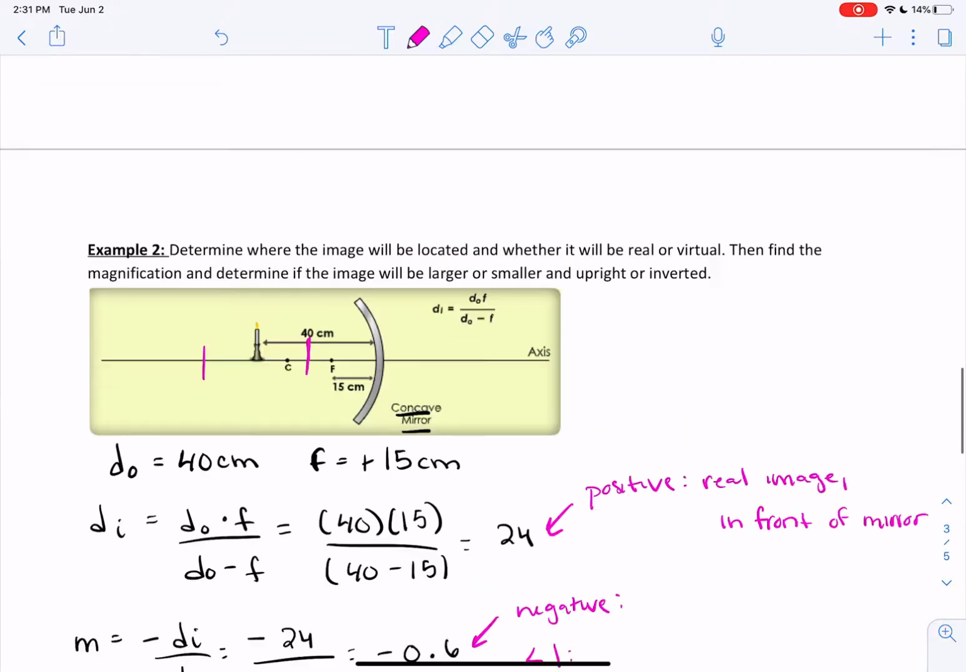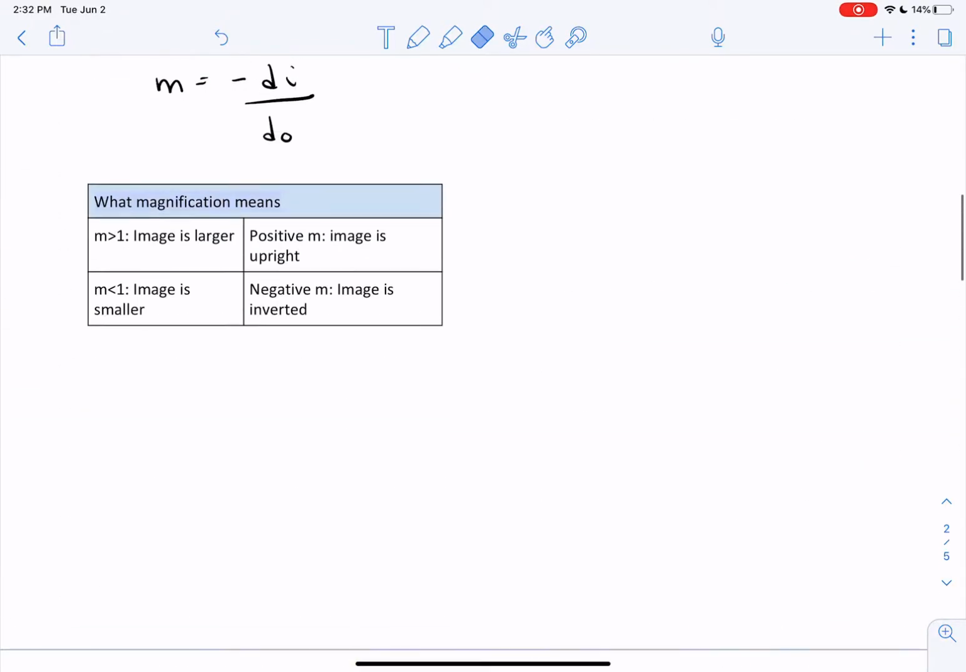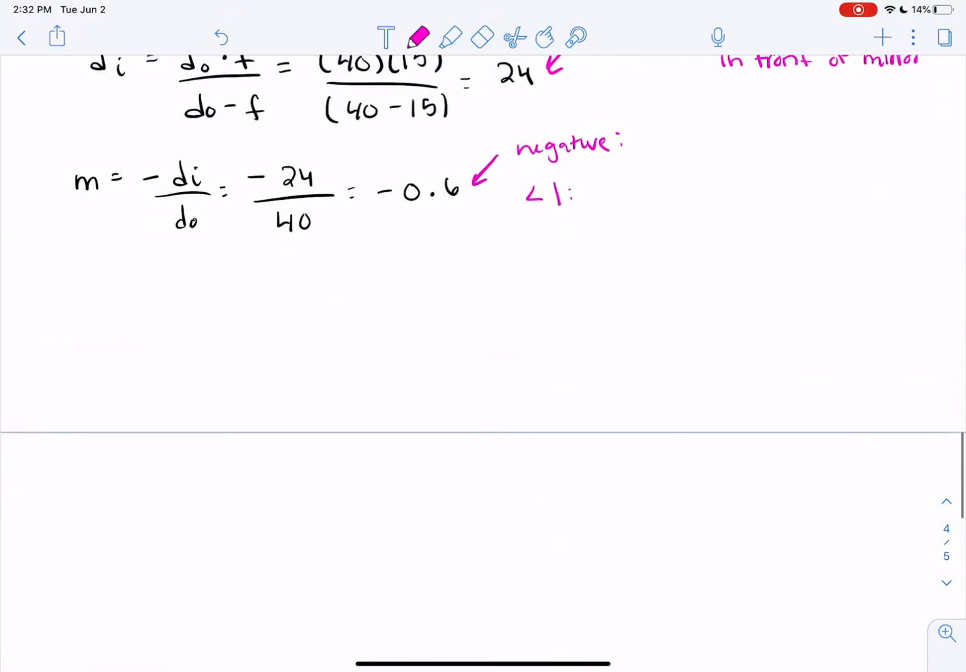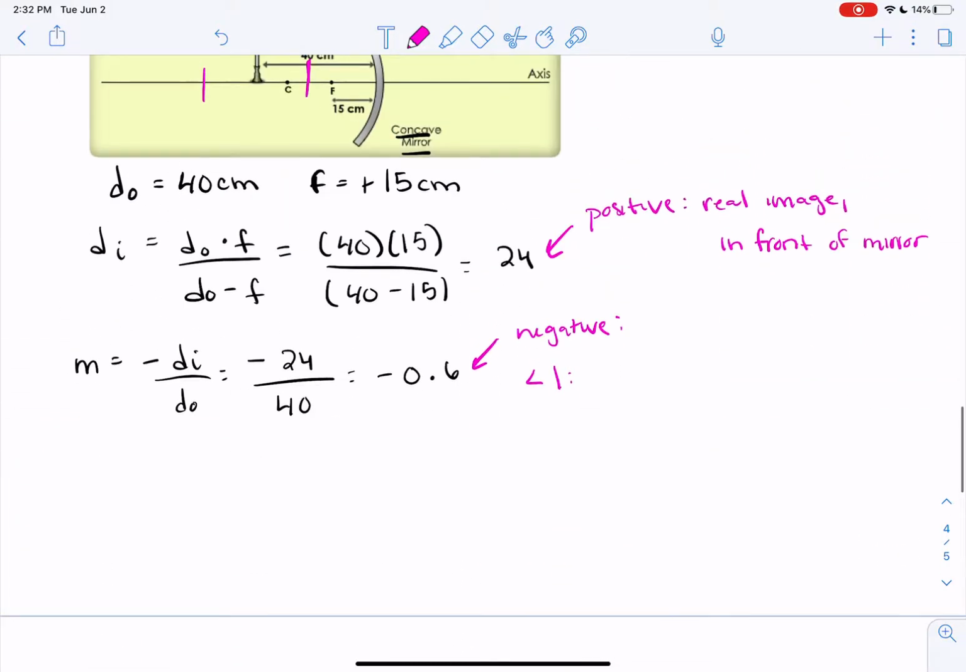So let's see, what does that mean? Go back to our table. Negative means the object is inverted or upside down, and less than 1 means the object is smaller. So you have an inverted object that is smaller, an inverted image that is smaller than the object.